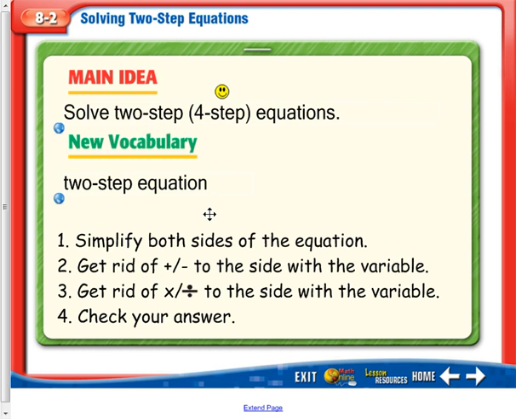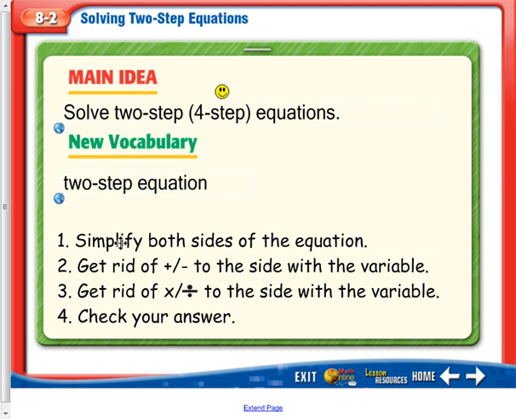In lesson 8-2, we will solve two-step equations. I actually put in parentheses there four-step equations because I'm going to break it down a little bit further, hopefully to help us remember everything that's going on. A two-step equation is one where you're going to have either addition or subtraction and multiplication or division on both sides. So step one, simplify both sides of the equation.